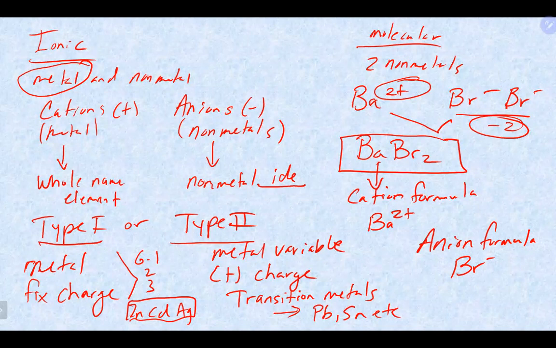In this case, if we were going to name this one, calcium is group 2, which means it has a fixed charge, and bromine is a non-metal, so it's ionic. Because calcium is group 2, we would just call it calcium bromide. And for the name, as we talked about, we don't use prefixes or anything like that.